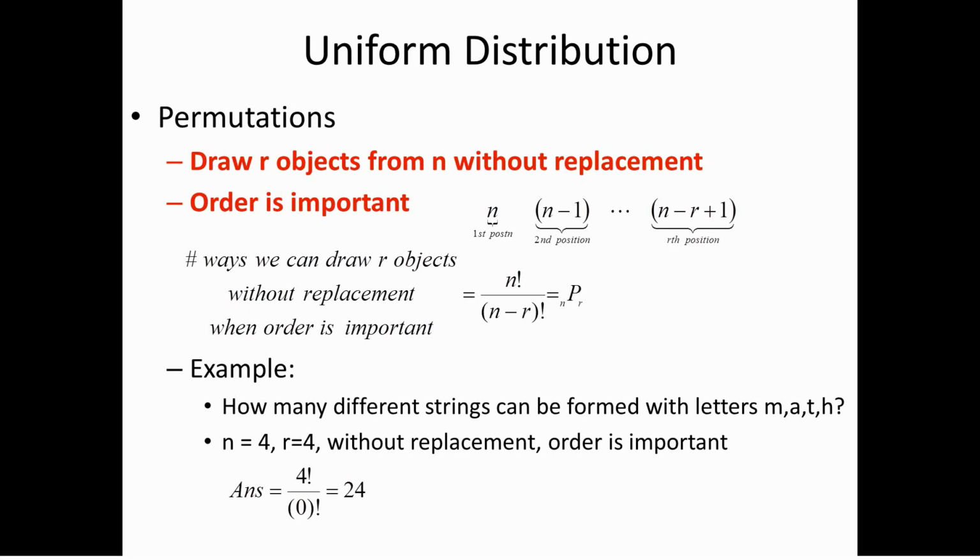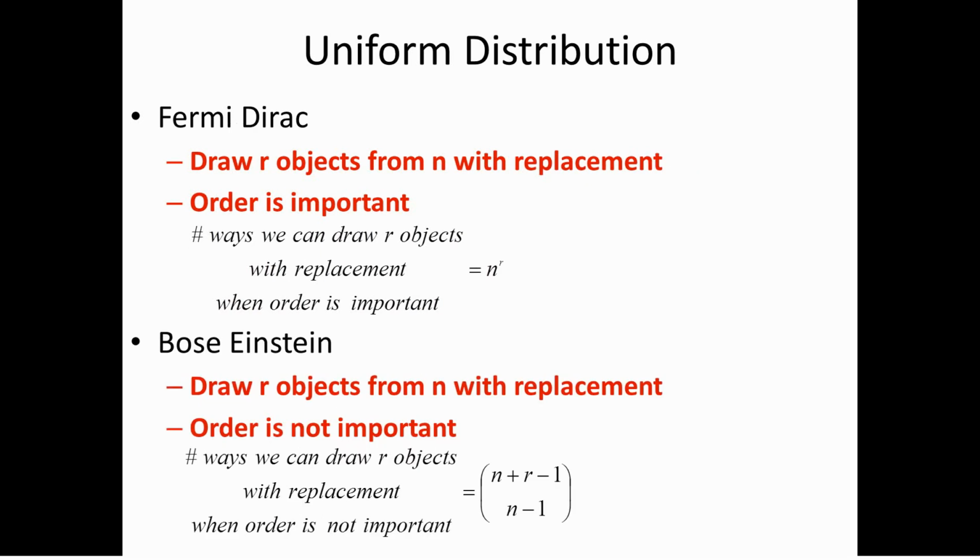Now, we've covered the 2 cases of without replacement. Let's see what happens when we do with replacement. So suppose I draw r objects from n with replacement and order is important. Notice that the number of ways I can do that is n to the r power, because I have r positions and I have n choices for each position. Why? Because every time I draw something I put it back, so the next draw has n possible choices.